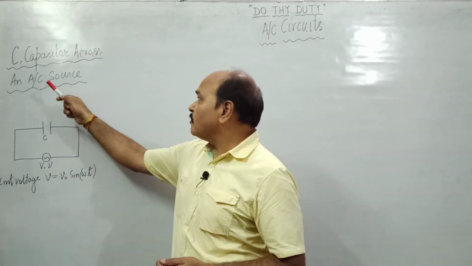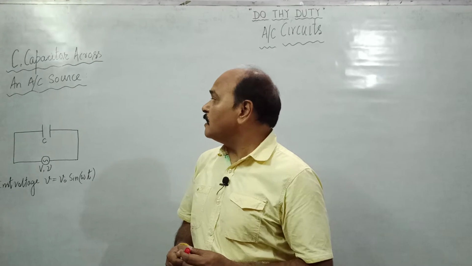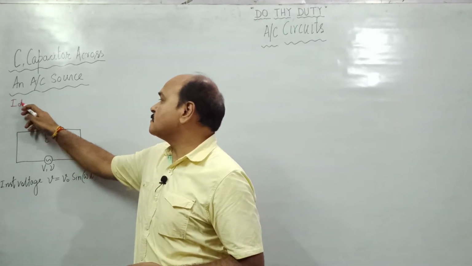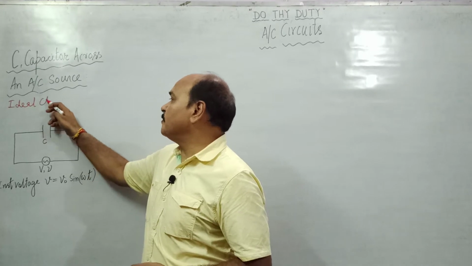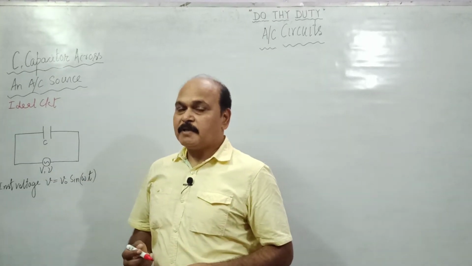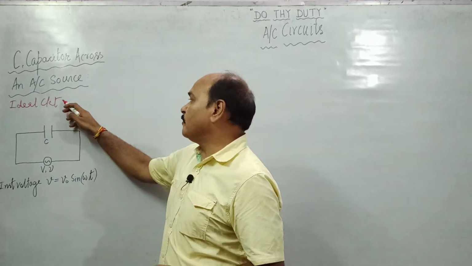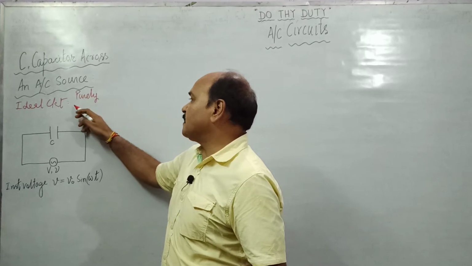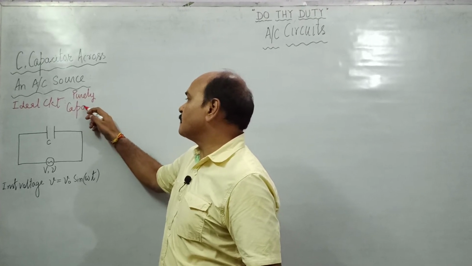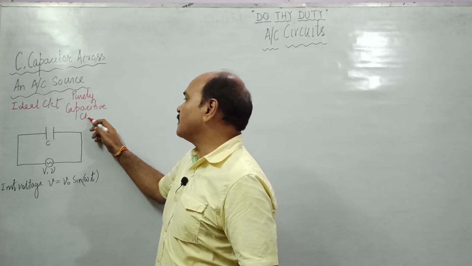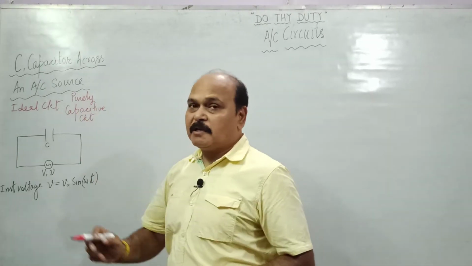A capacitor across an alternating source is an ideal circuit. Ideal circuit means a circuit which is practically not possible. It is also called a purely capacitive circuit. This is a purely capacitive circuit, and it is practically not possible.